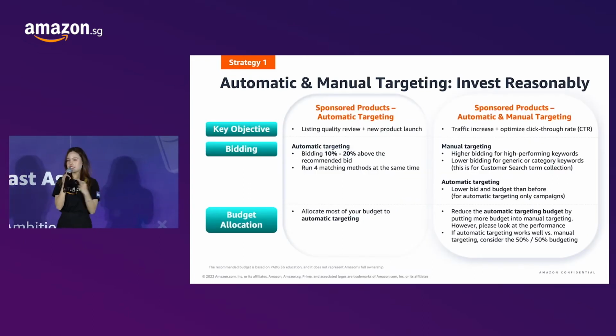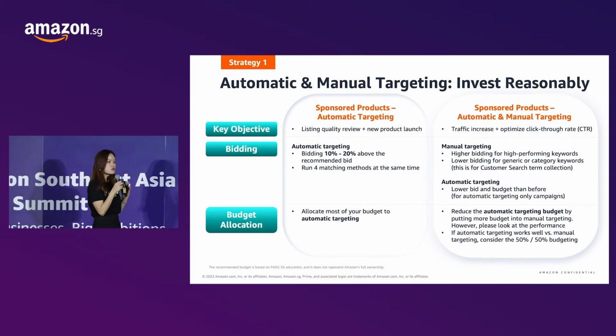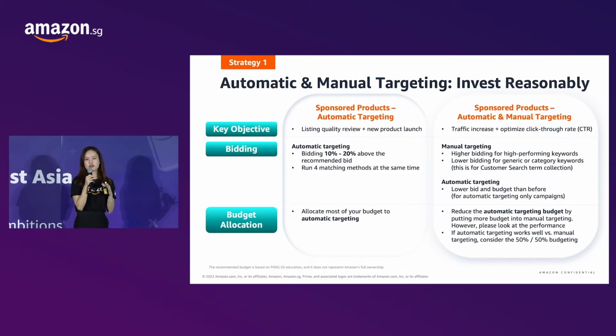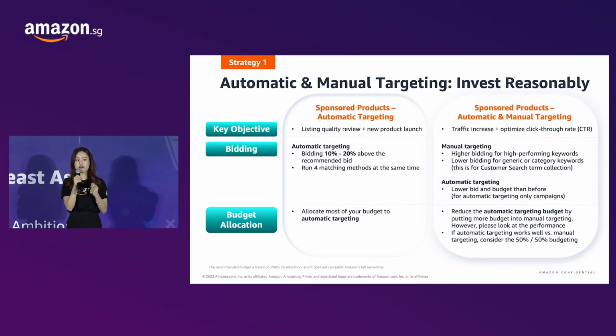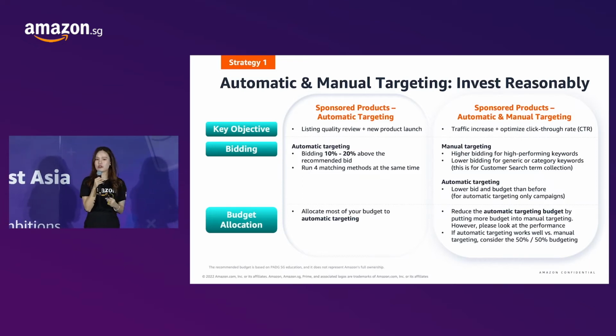Now, investment, so the budgets. This is the one that a lot of sellers ask us: how should we start? What is the next step that I should move on to? So first of all, if you're doing automatic targeting, at the very beginning the key is to start automatic. That's a very great step. If you start it automatic, then you're half done.